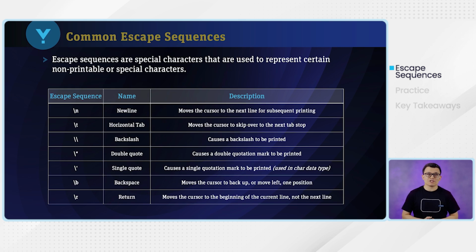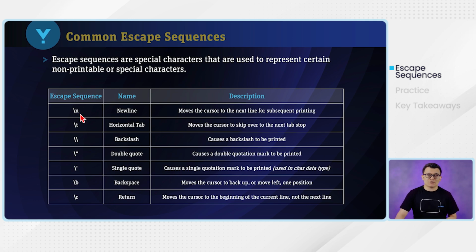So escape sequences in Java means the special characters that are used to represent a certain non-printable or special type of characters. If you want to get some of those special type of characters to be printed on console, such as new line, horizontal tab, backslash, single quote, backspace, return, those type of special characters, then you would have to use the escape sequences.